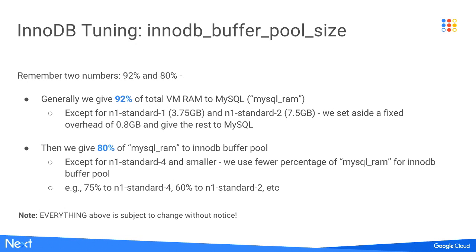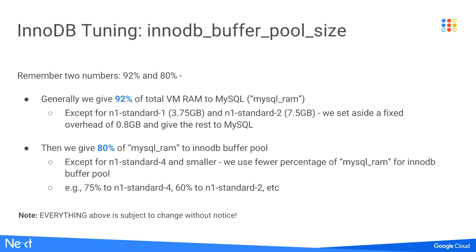So what we set it to is here, the wall of text. There's so much text here, but just remember two numbers, 92% and 80%. So we take 92% of the total amount of RAM of the VM and give it to MySQL. And then we take 80% of MySQL's RAM for the InnoDB buffer pool.